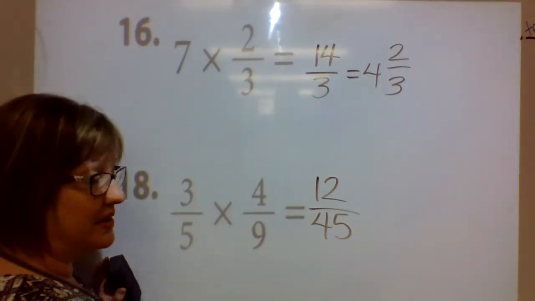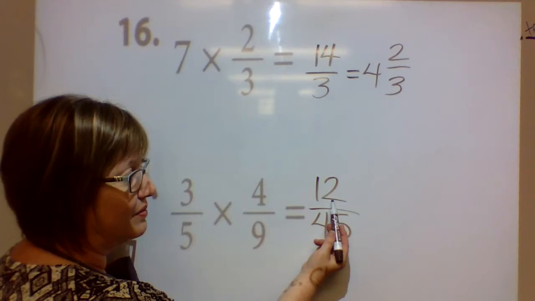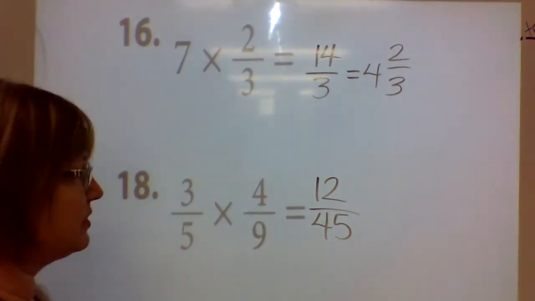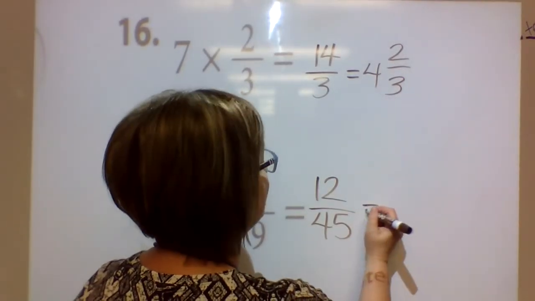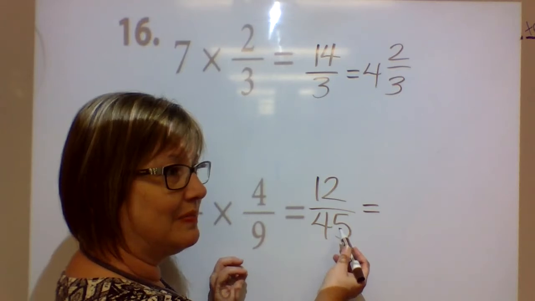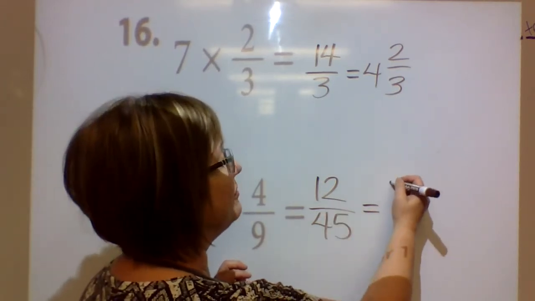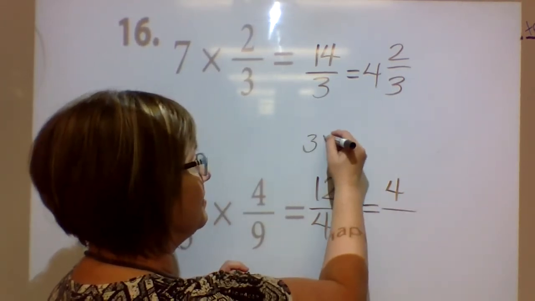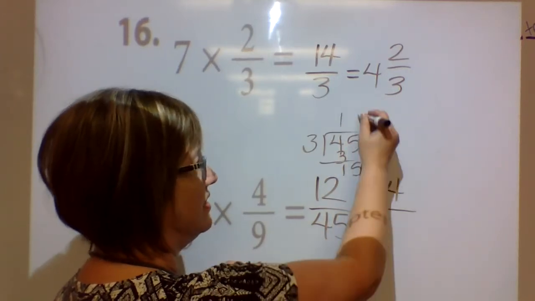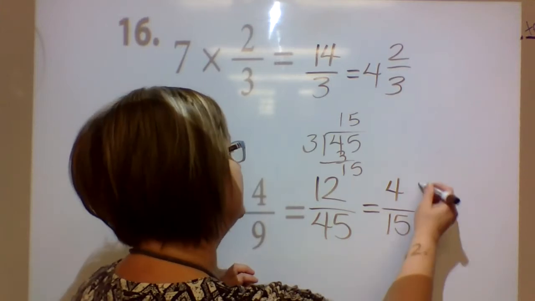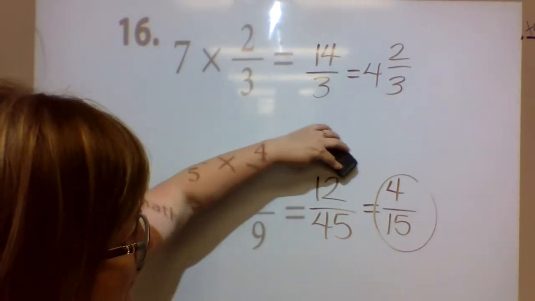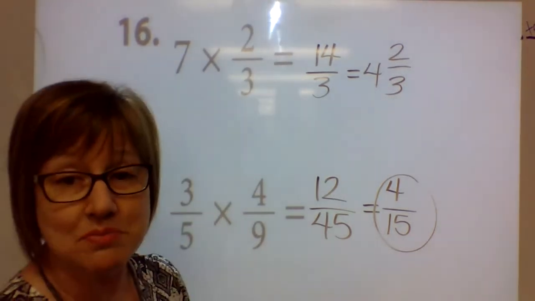And can that be reduced? Let's see here. 3 will go into 12, and, oh yes, 3 goes into 45. So yes, 12 doesn't go into 45. 6, no. 3 will. 3 goes into 12 4 times, and 3 goes into 45 15 times. So our answer is 4/15.